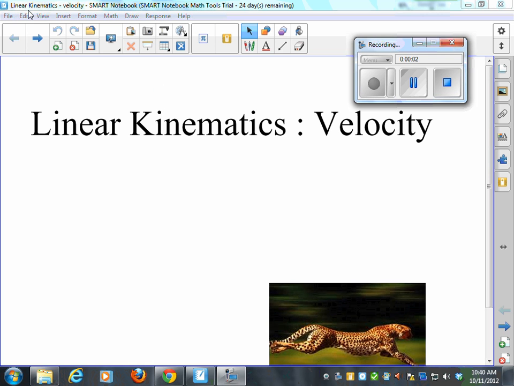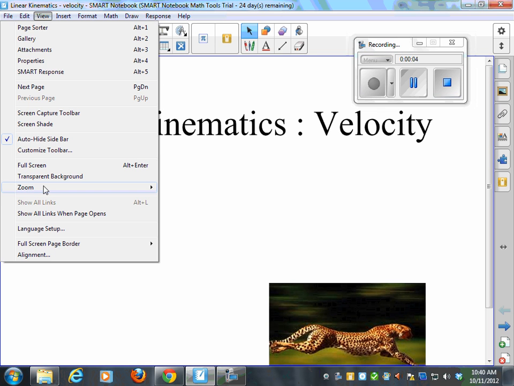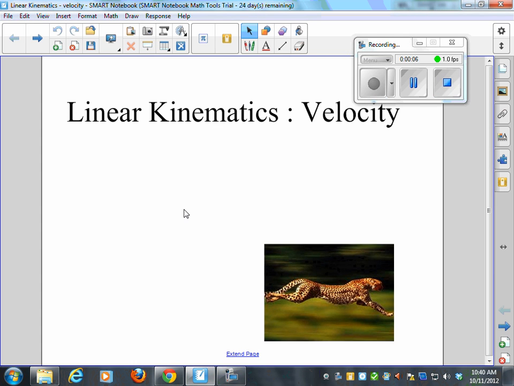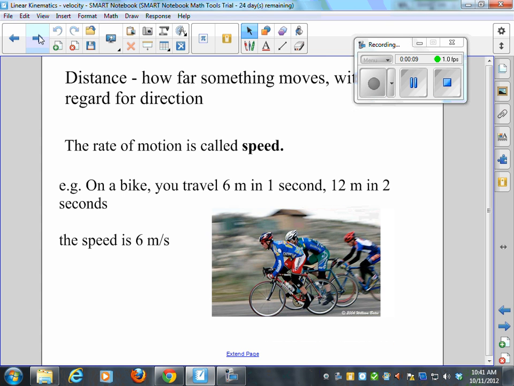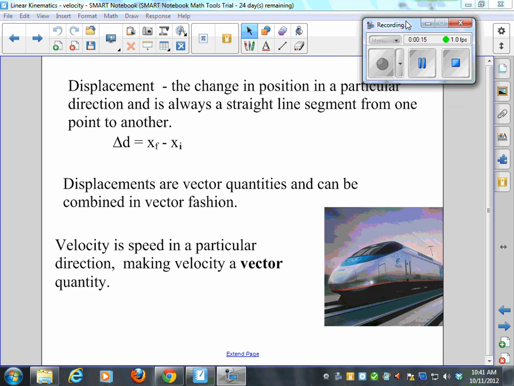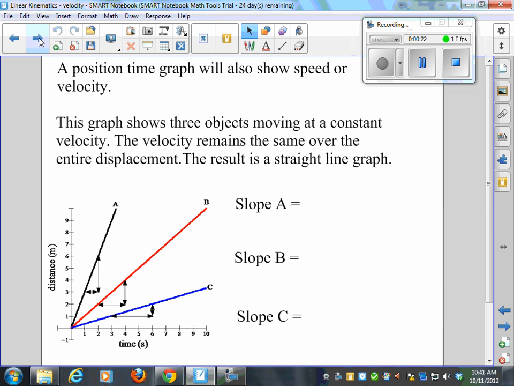Yesterday we started a set of notes here on kinematics, and I think I actually got myself zoomed in a bit here. All right. We were talking about the difference between distance and displacement. We talked about the difference between speed and velocity, right? Remember, displacement is how far you are away from where you started. Displacement and velocity are both vector quantities.